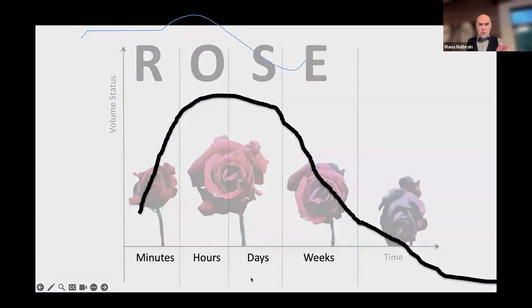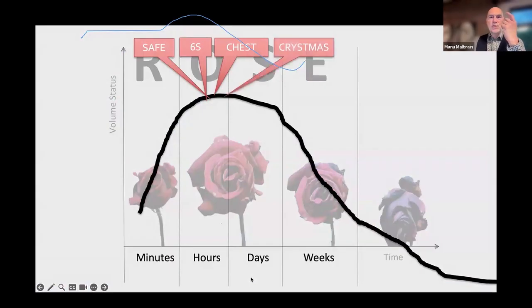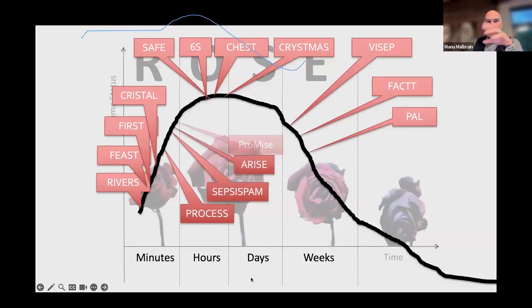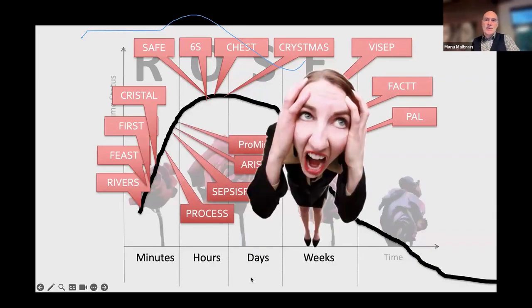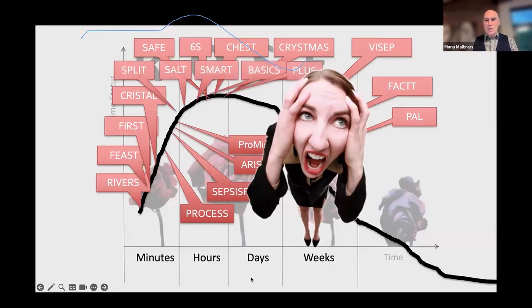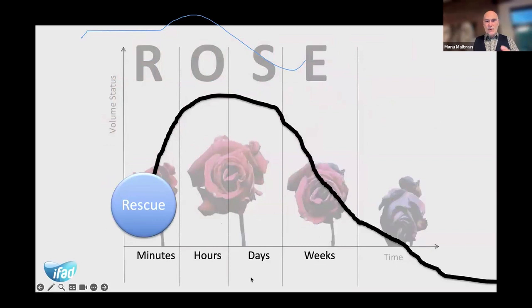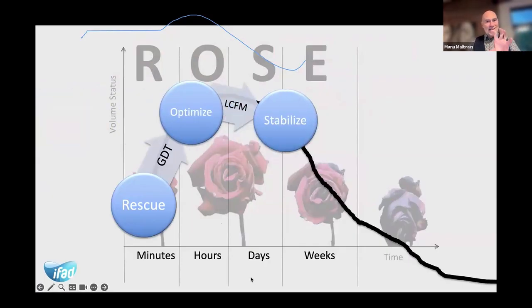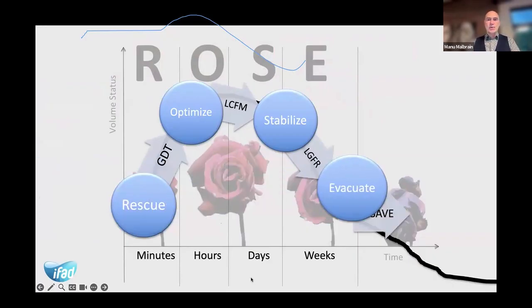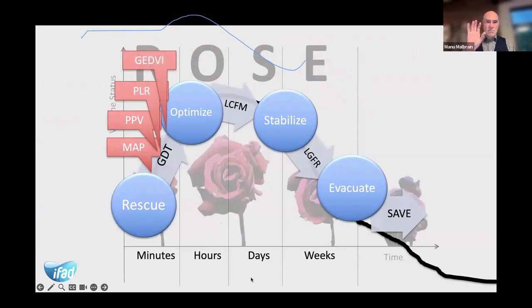So focusing on the ROSE model and trying to find the literature supporting it, there are many big fluid trials, but they focus on different phases within the ROSE model. There is no one single study covering all these phases. So therefore, we should aim for rescuing the patient with goal-directed therapy, optimizing organ function, go for late conservative fluid management, stabilize organ function. Some patients may need late goal-directed fluid removal to evacuate the excess of fluids and save the patient.